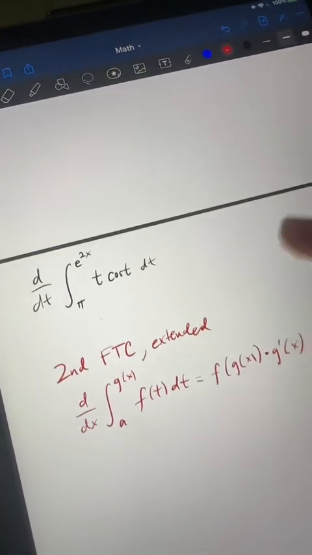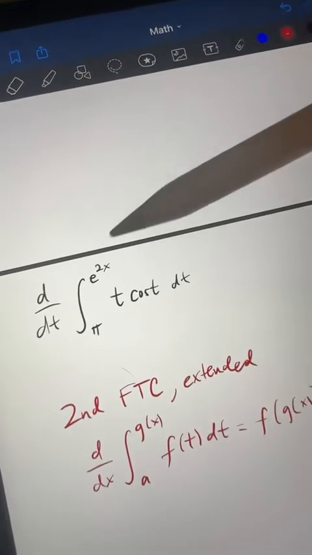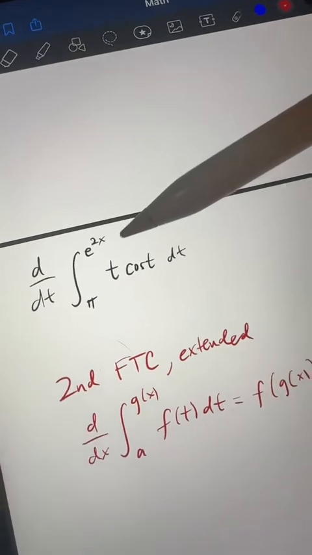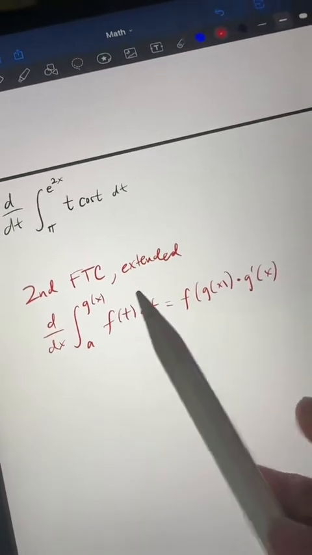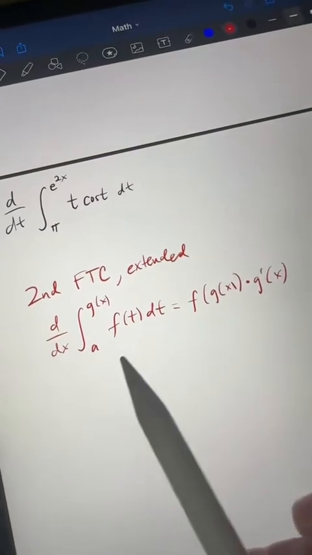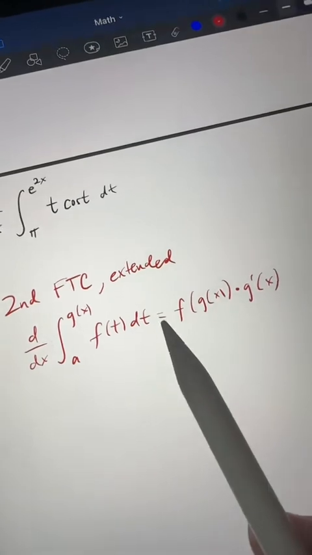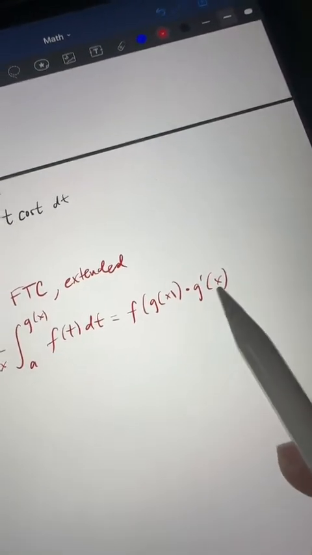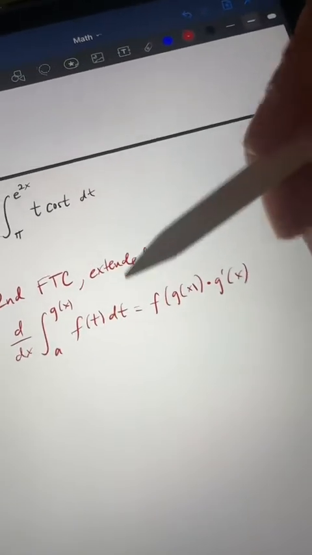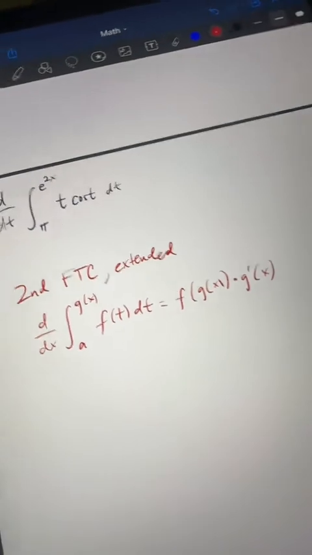But again, as I mentioned, there is an extension. In order for us to understand this particular problem, because we had e to the power of 2x, not just x, we need to understand something else. So this is the second fundamental theorem of calculus extended. We're taking the derivative of an integral from a to some function g of x of f of t with respect to t. And this is equal to f of g of x times g prime of x. So basically it's f composite g times the derivative of what's inside. So sort of like a little chain rule.